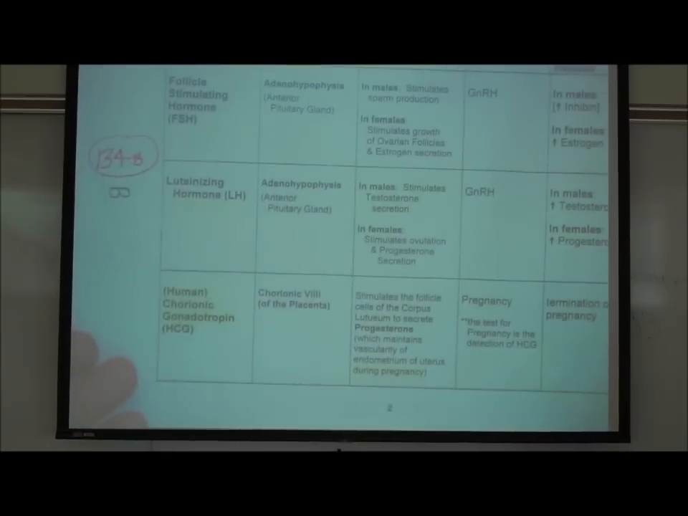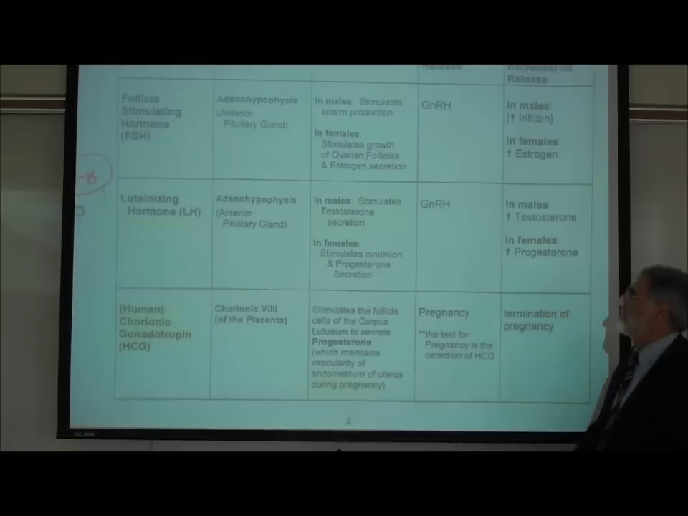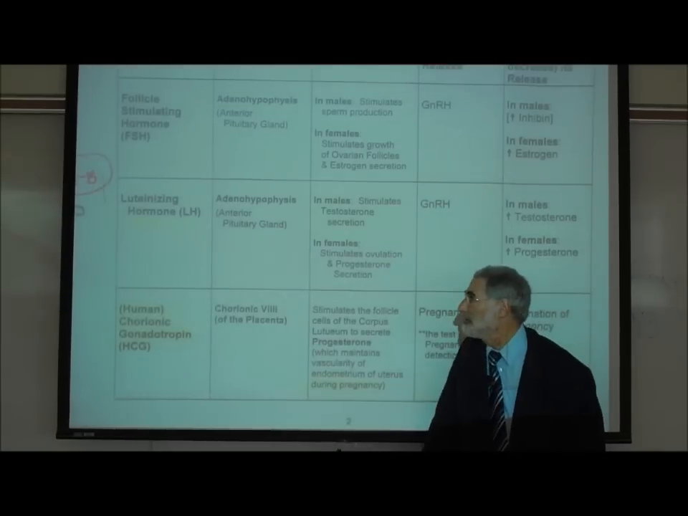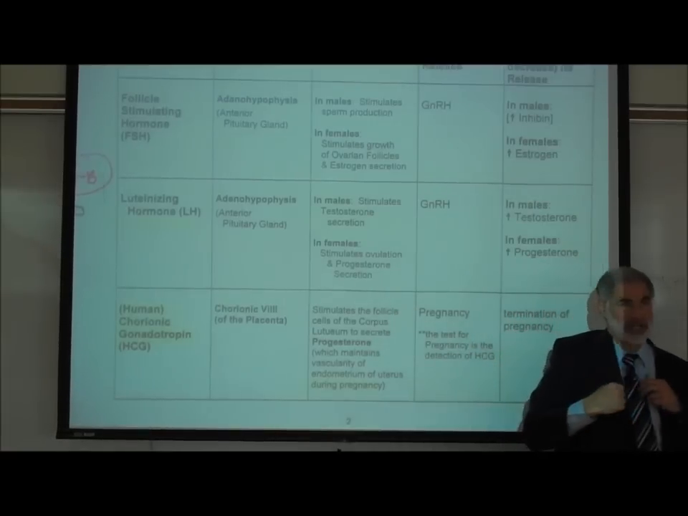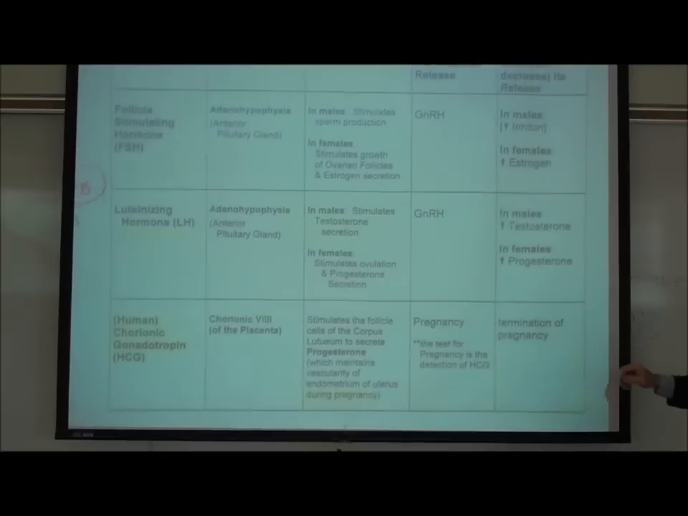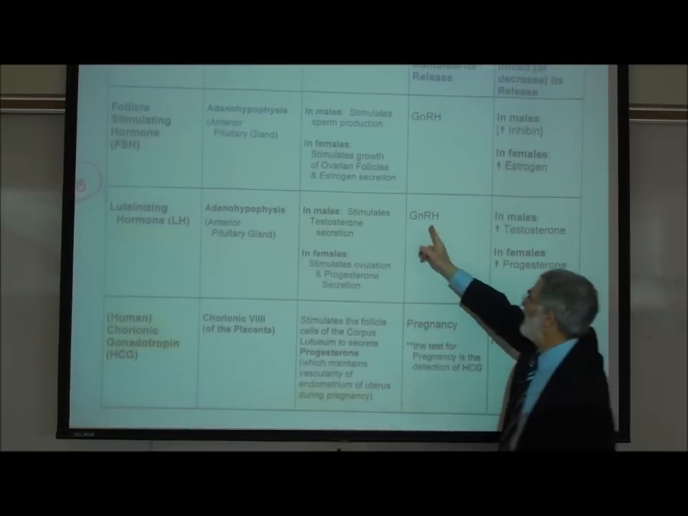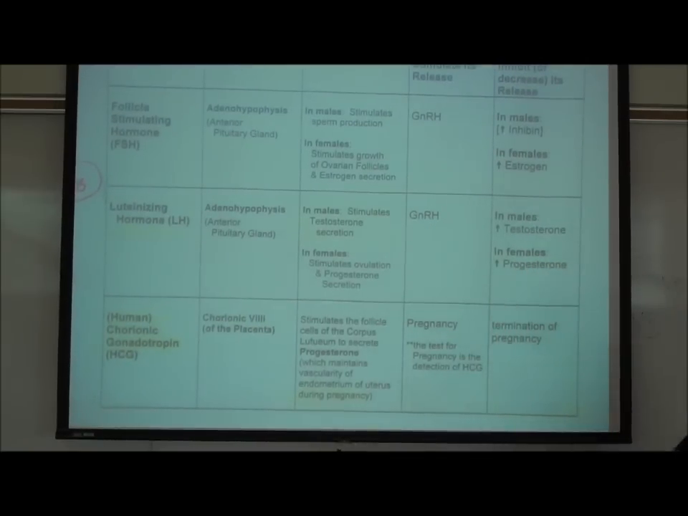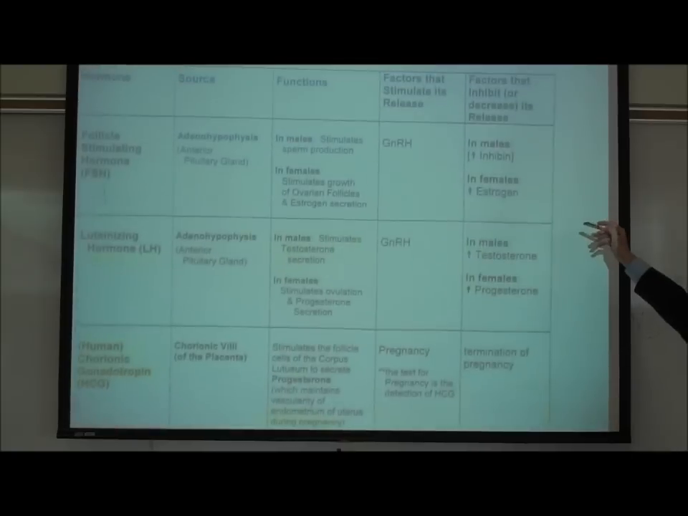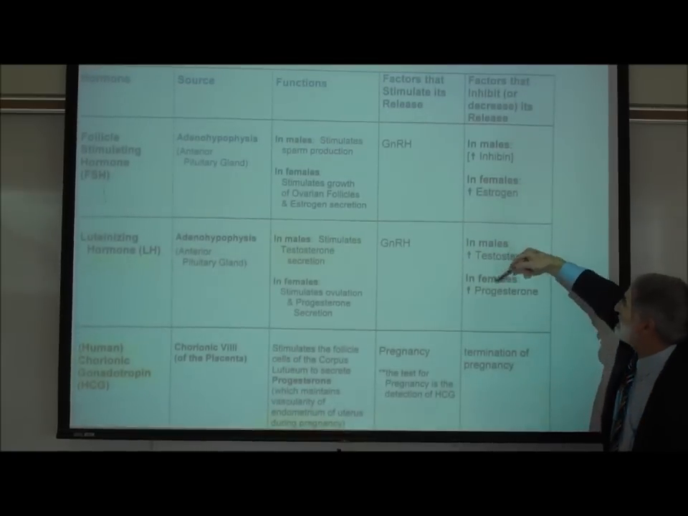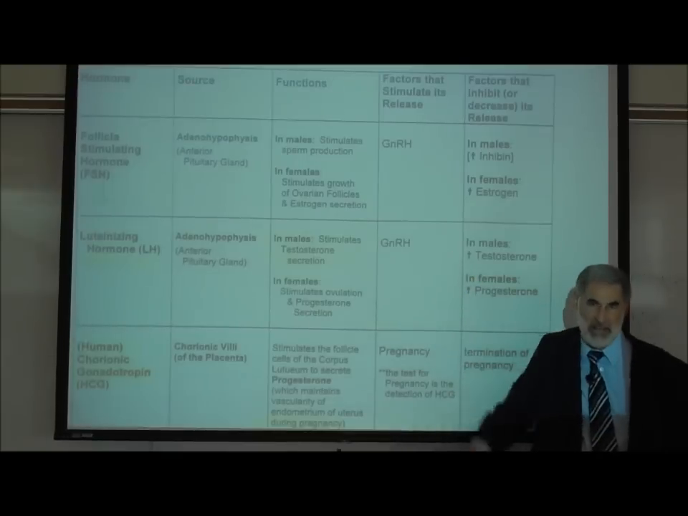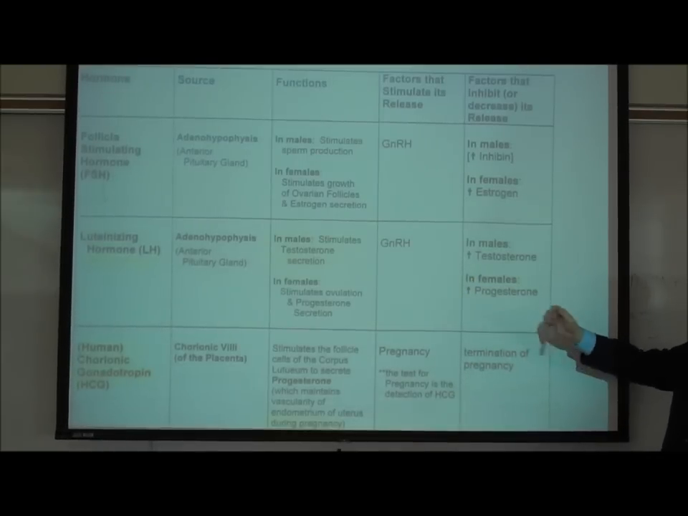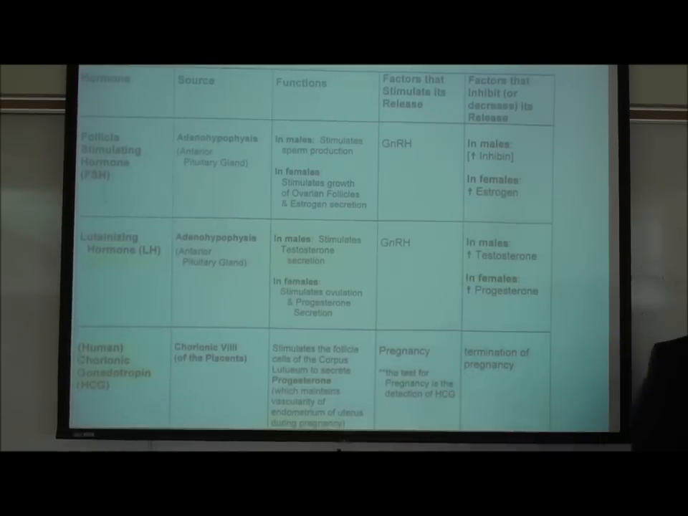Okay, what about LH? LH, released from the adenohypophysis. In males, what does it do? Stimulates production of testosterone. In females, stimulates ovulation and progesterone secretion. What causes the release of LH? GnRH from the hypothalamus. What will inhibit or reduce the release of LH in males? Raising testosterone levels inhibits LH. In females, raising progesterone levels inhibits LH.